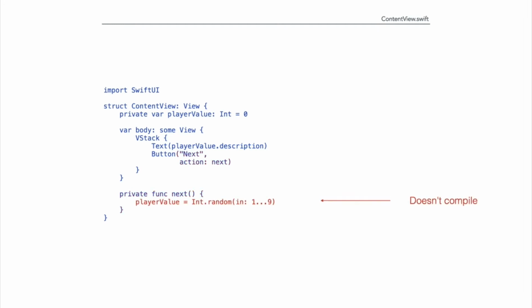All that our next function tries to do is change the player's value by taking a random number between 1 and 9 and assigning it to player value, but this doesn't compile. So the way around this in SwiftUI is the @State property wrapper. The state property wrapper allows us to have something that can be mutated because player value is actually stored outside of the struct. It's a way of treating a value type by reference. This allows us to change an int that is being held inside of a struct called ContentView.